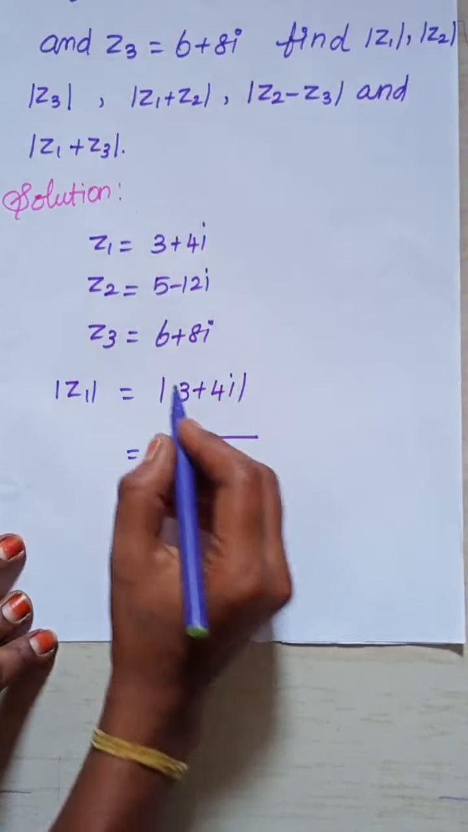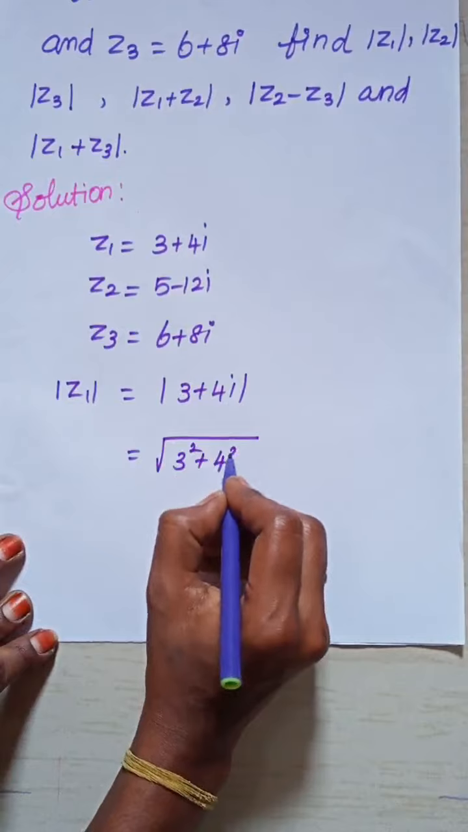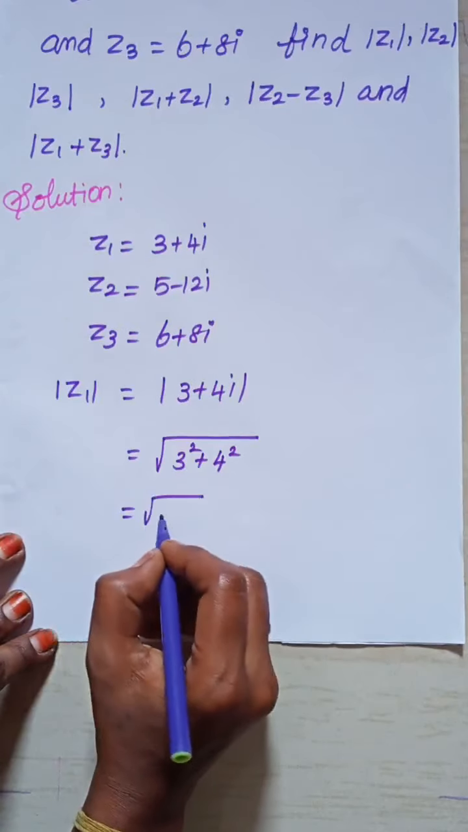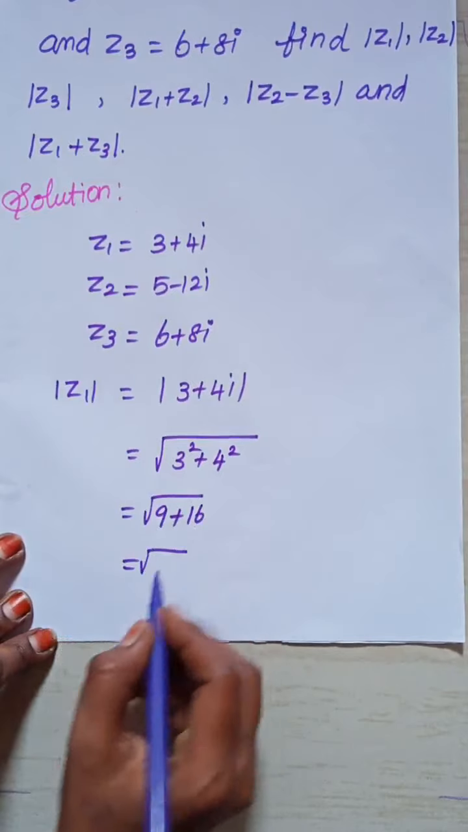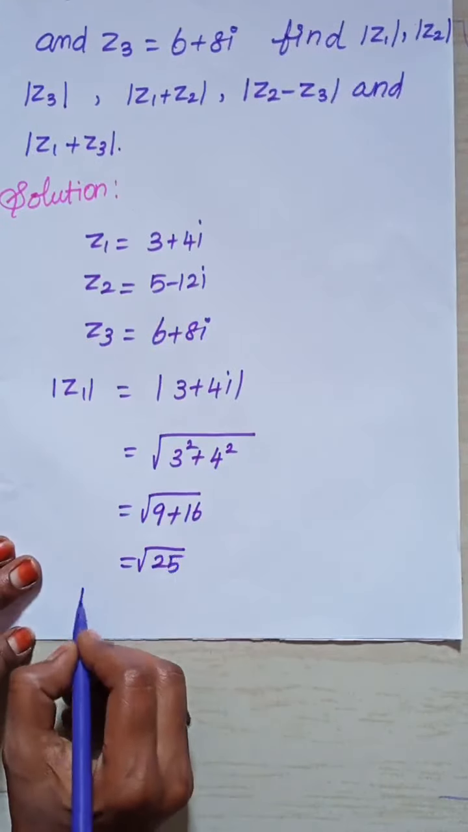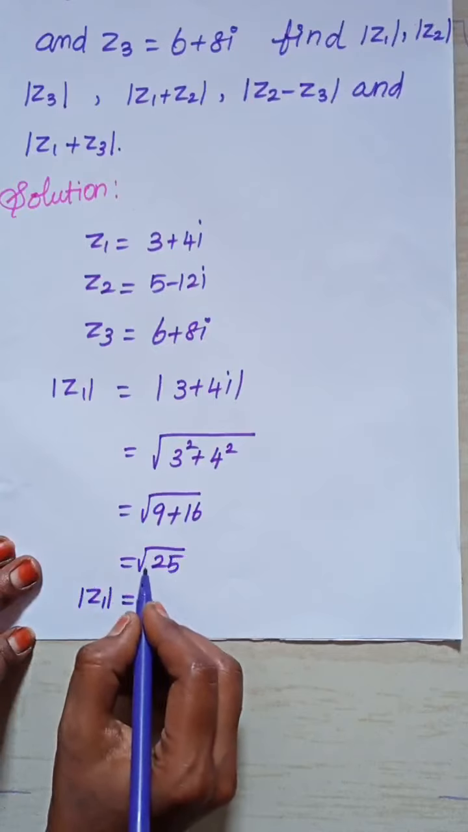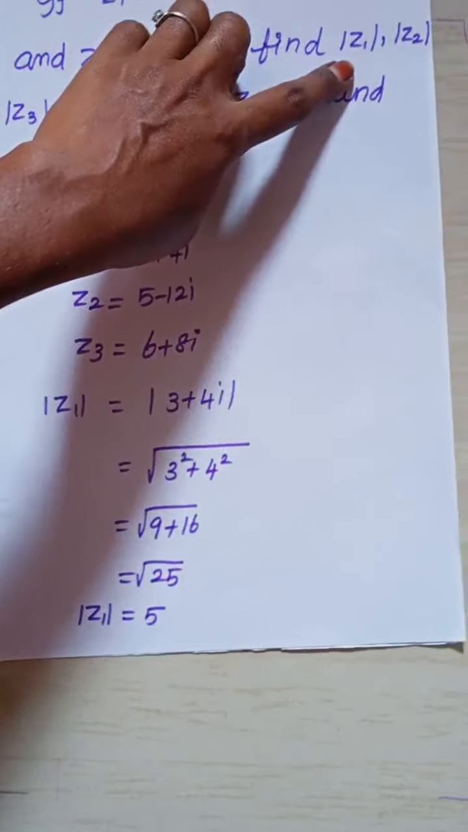which means taking the square root of the real part squared plus the imaginary part squared. The imaginary part here is 4. 3 squared is 9 plus 4 squared is 16, which is equal to, what's the value of 9 plus 16? Yeah, 25. So modulus of z1 equals square root of 25, which is 5. So modulus of z1 is equal to 5.